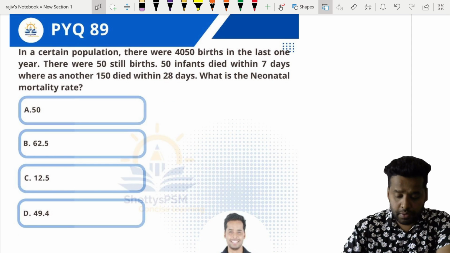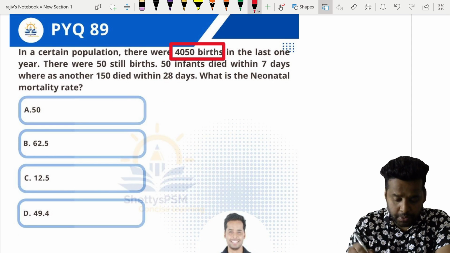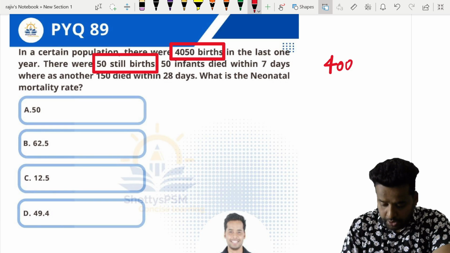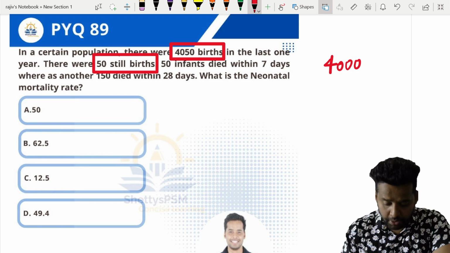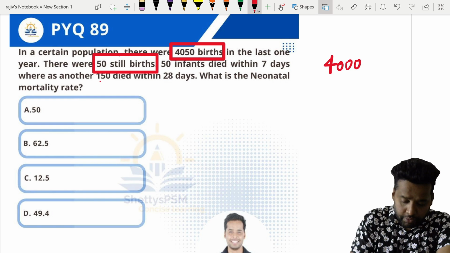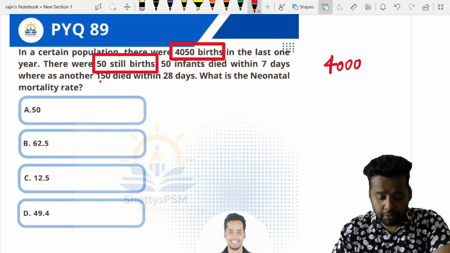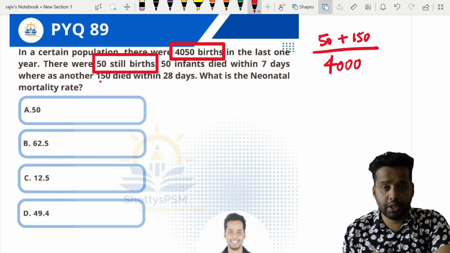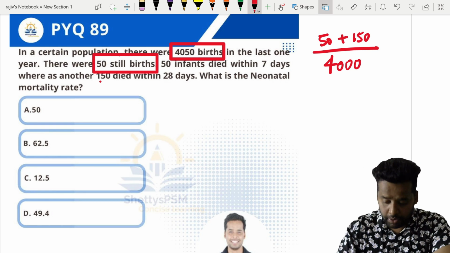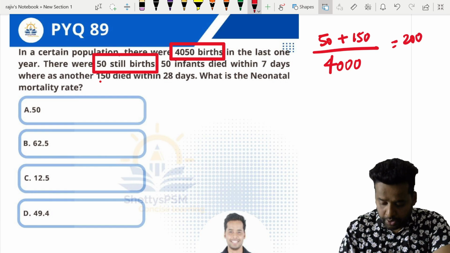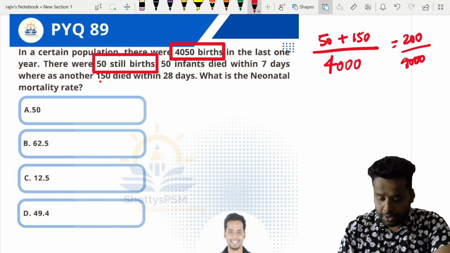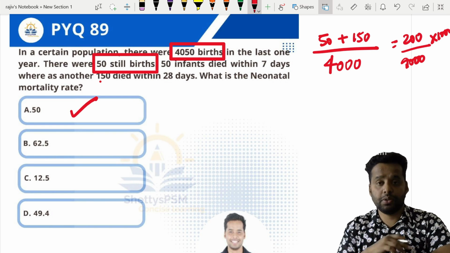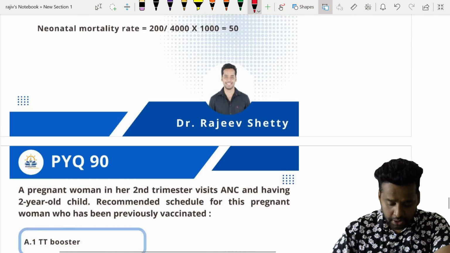In a population, there were 4050 births in the last year. 50 were stillbirth. That means live birth 4000. You have to subtract stillbirth and take only live birth. 50 died within 7 days and 150 died within the next 28 days. So 50 plus 150 in the numerator, because it is neonatal mortality. Numerator is 200, denominator is 4000. Multiply with 1000 and calculate neonatal mortality rate. Neonatal mortality rate is deaths within 28 days.